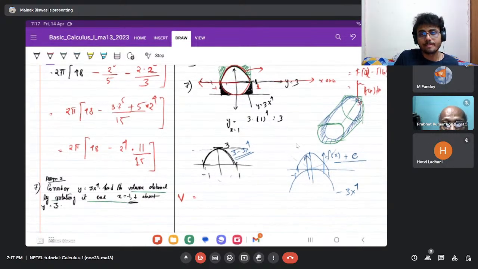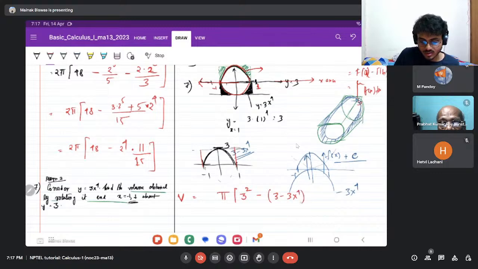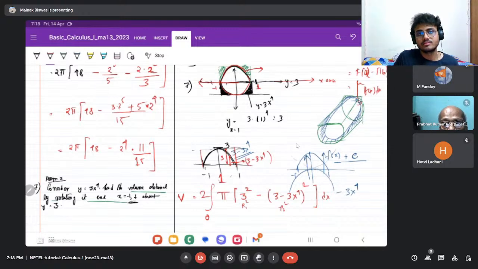What would be the volume? Pi of 9 minus 3x raised to 4, whole square. So this is your function, this is your 3, and this is 3 minus x, that is 3x, right? So this is r1 square minus r2 square, agreed? Yes, sir. Between 0 and 1, you agree with the limits? Yes, sir.